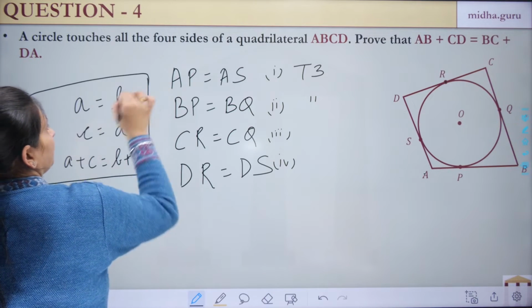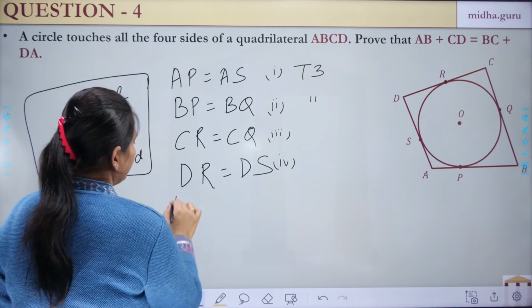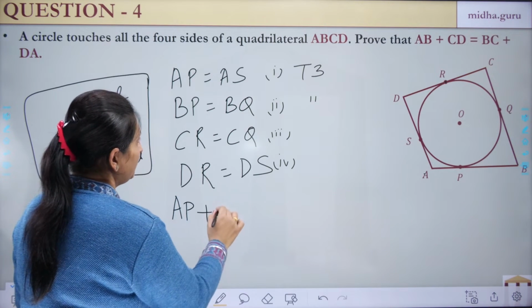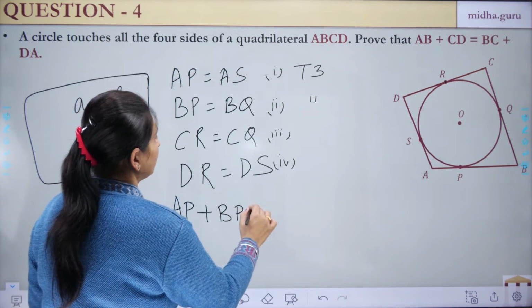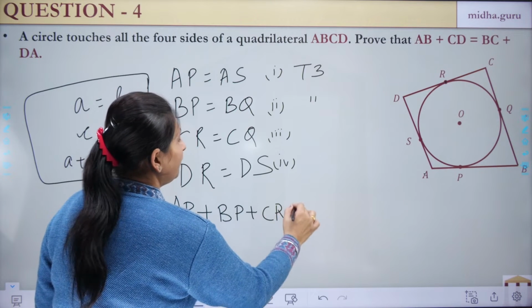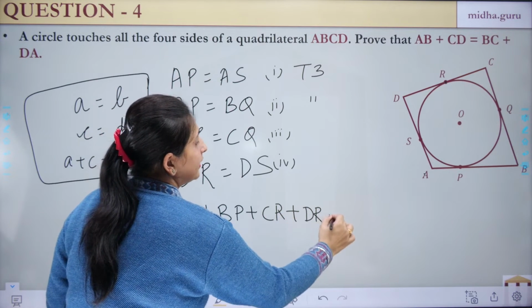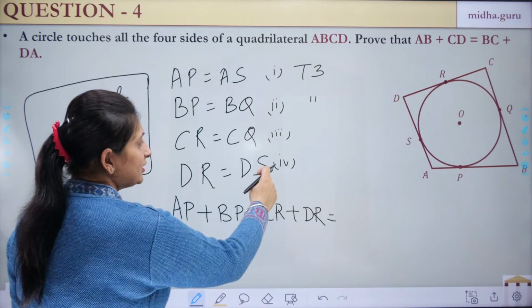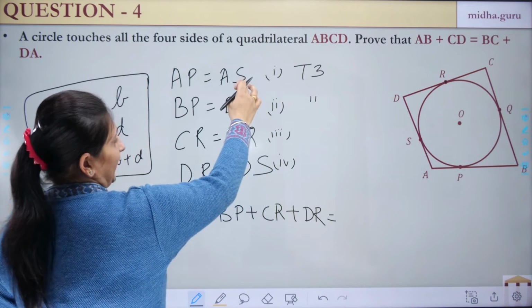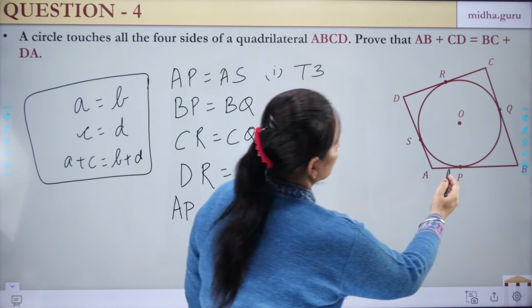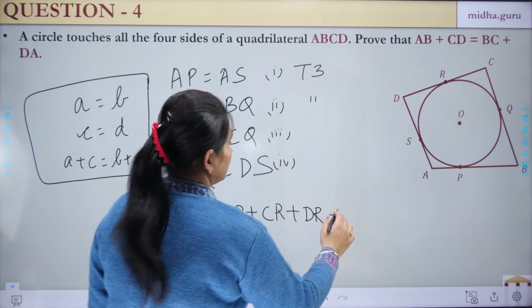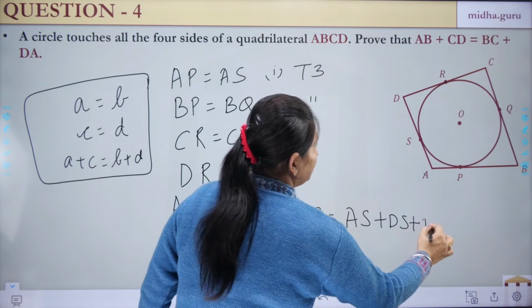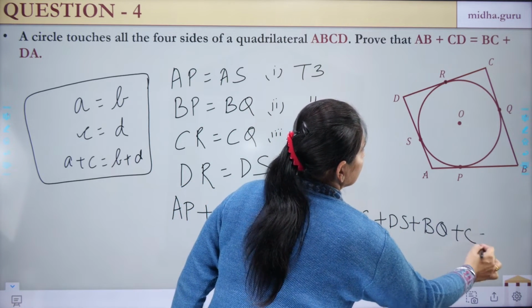Everybody knows that. Okay, so adding all the 4 equations, we'll write AP plus BP plus CR plus DR is equal to AS plus BQ plus CQ plus DS. So we'll arrange it like that: AS plus DS, so we'll write AS plus DS plus BQ plus CQ.